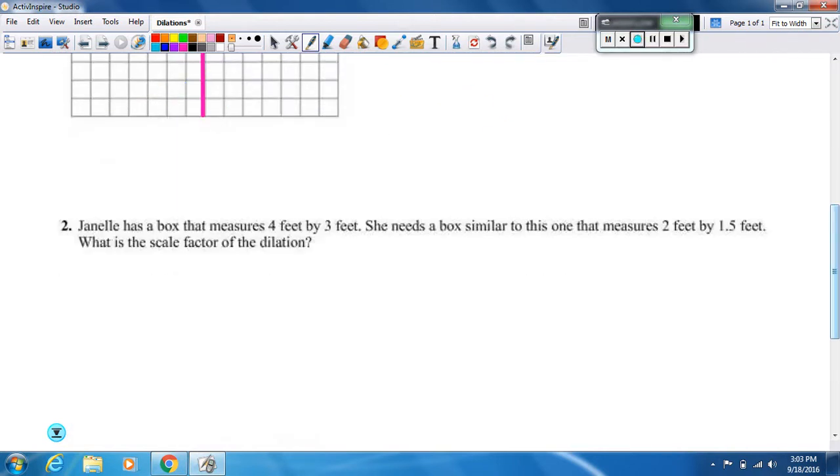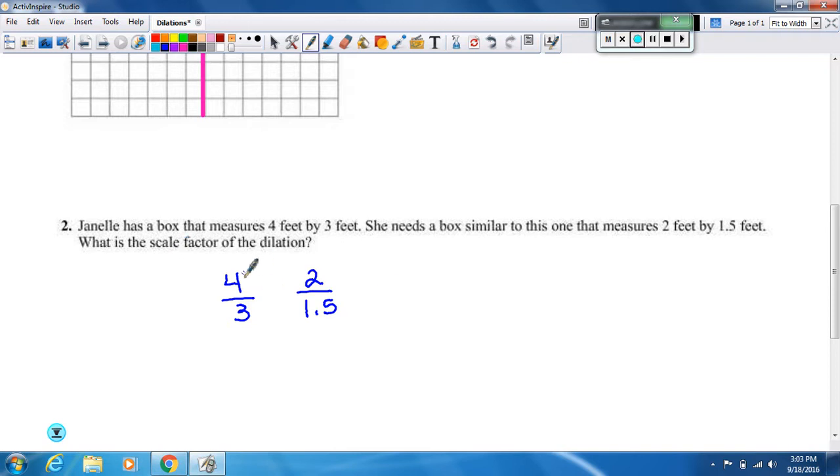Number 2, Janelle has a box that measures 4 feet by 3 feet, so I'm going to make that into a fraction, because that's for her first box. She needs a box similar to this one that measures 2 feet by 1.5 feet. What is the scale factor of the dilation?